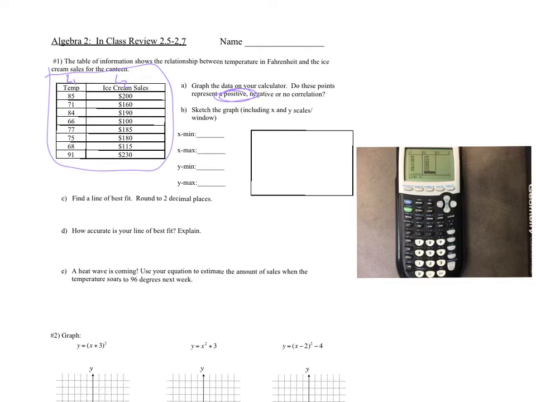It says sketch the window, including your X and Y scales, windows. Find the line of best fit. And like I said before, I like to find the line of best fit first, because it helps me graph the table more accurately.